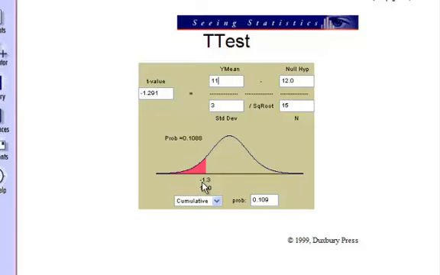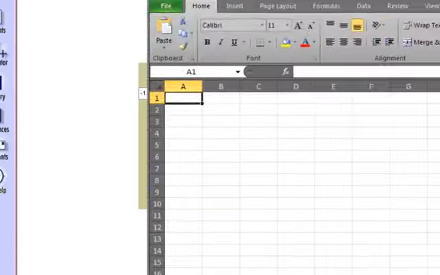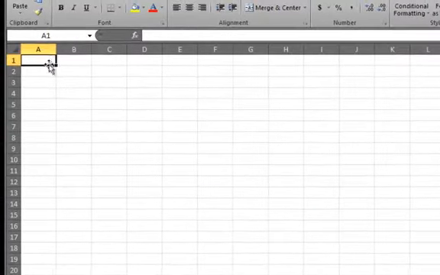I would put in my number of degrees of freedom, which is going to be 15, my sample size, minus 1, so 14 degrees of freedom, and then I would put in a 1, because I only want one tail. And let's see what that looks like in Excel. Should be fairly straightforward to do.